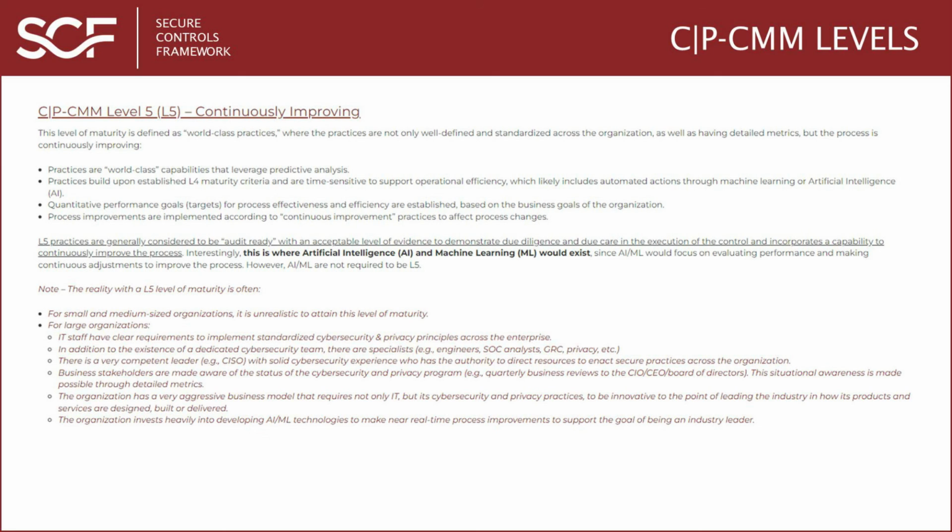Quantitative performance goals for process effectiveness and efficiency are established, based on the business goals of the organization. And process improvements are implemented according to continuous improvement practices to effect process changes. Level 5 practices are generally considered to be audit-ready with an acceptable level of evidence to demonstrate due diligence and due care in the execution of the control and incorporates a capability to continuously improve the process. Interestingly, this is where artificial intelligence and machine learning would exist, since AI and ML would focus on evaluating performance and making continuous adjustments to improve the process. However, AI and ML are not required to be Level 5.